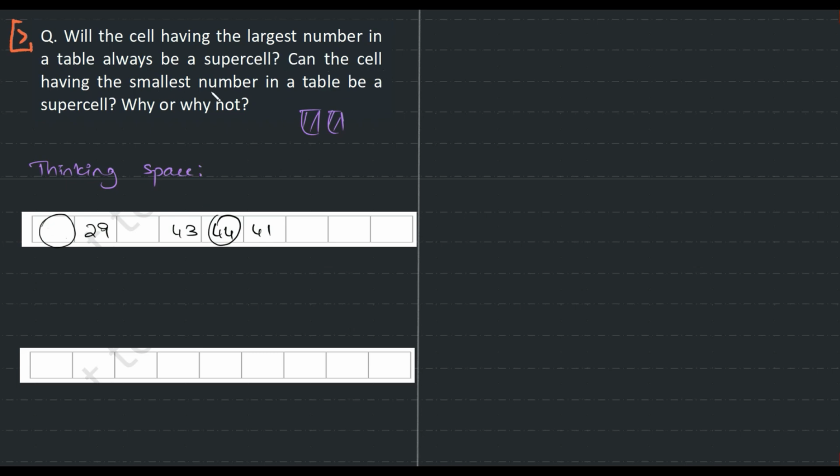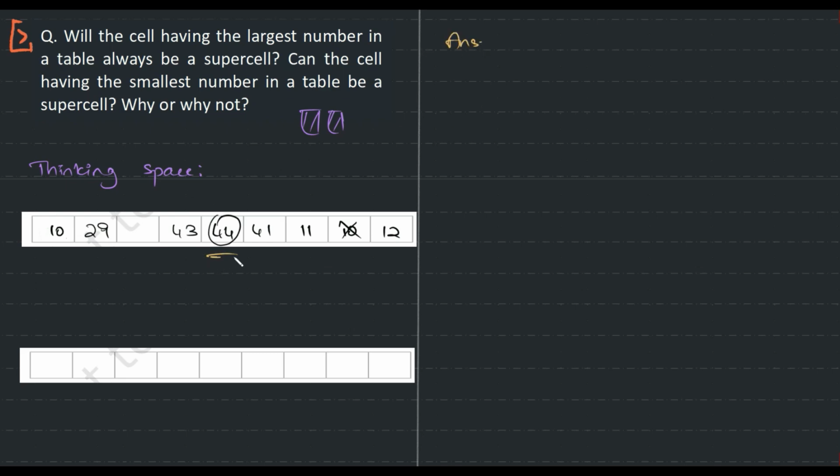Can the cell having the smallest number in a table be a supercell? Well, let's have a look at it. Say the smallest number is 10. 10 cannot be a supercell because 29 is greater. Let me place a 10 over here. Since this is the smallest number, I need to have numbers like 11 or 12, so this cannot be the supercell. The very idea over here is that a supercell is a cell which has a value greater than the neighboring cells, right? So as per that definition, yes.